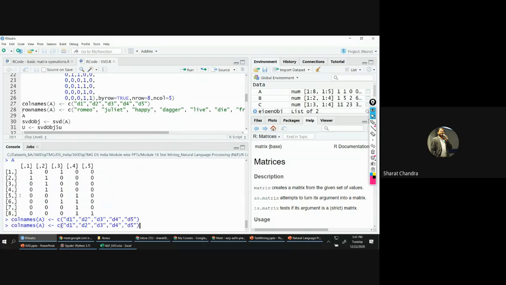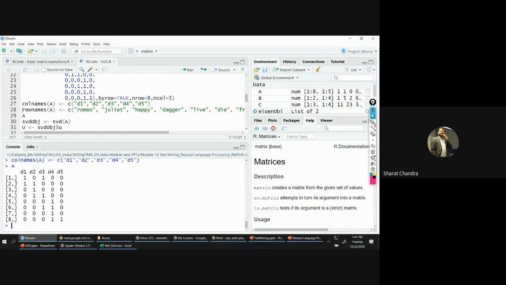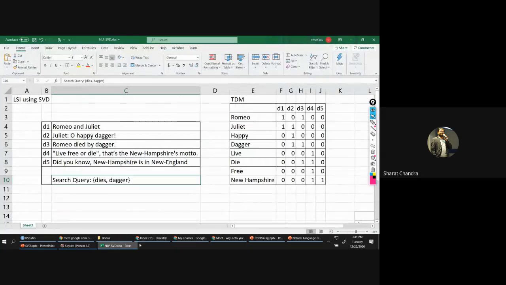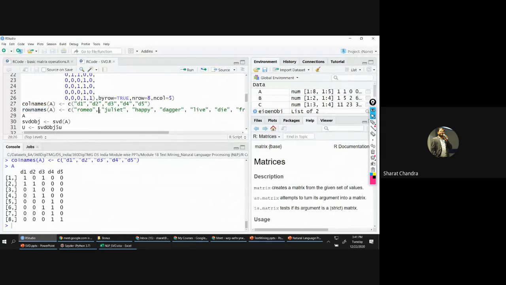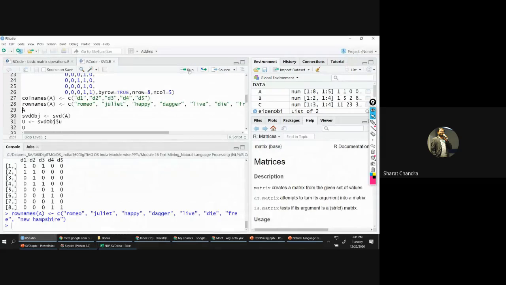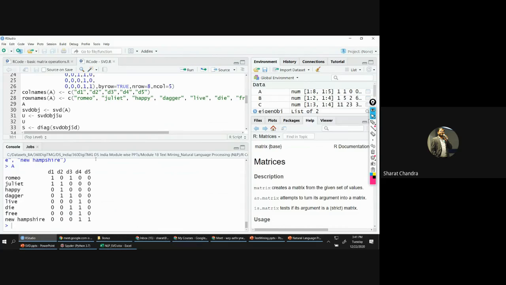And you can see again A, you'll have the column names assigned. Now I'm also giving row names. Row names are nothing but these names that we have, right? The terms. So manually filling it up so that you can understand what we're trying to do here. So if I say now A, the same Excel matrix that we have seen, the TDM, is available here. Remember, it's a matrix.